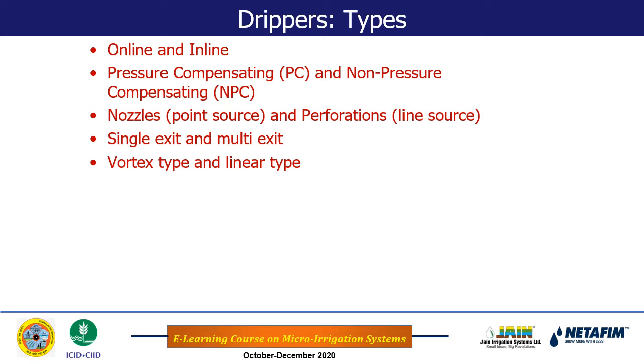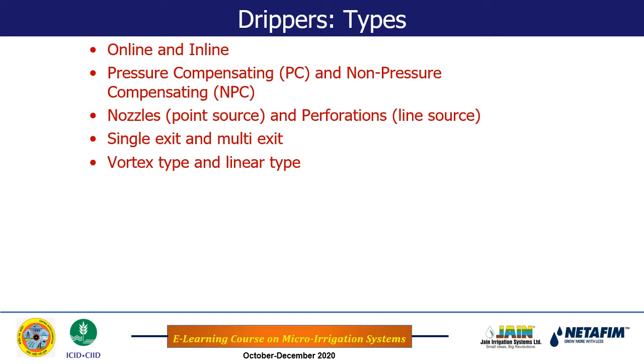One is online and inline emitters, based on whether the emitters are mounted on the lateral or inside the lateral. The next category is pressure compensating and non-pressure compensating emitters, that is PC emitters and NPC emitters. Third category is whether it is nozzle type, that is point source, or perforation type or line source. Then the fourth category is whether the emitter or dripper is single exit or multi-exit. And the fifth category is whether it is of the vortex type, linear type or labyrinth type.